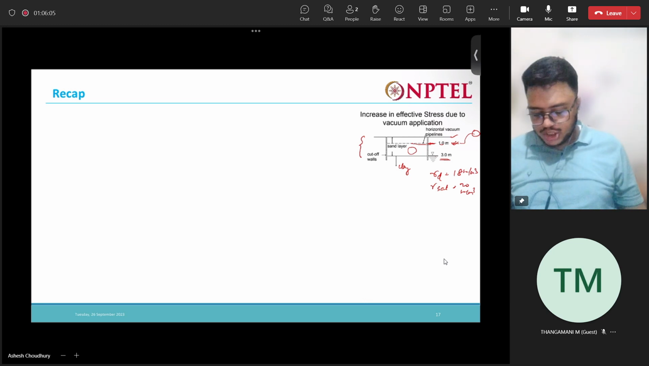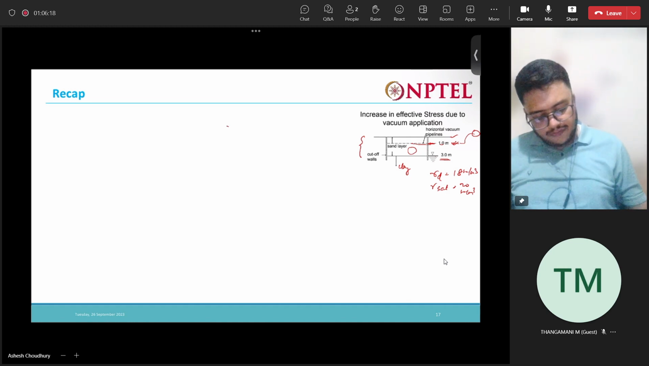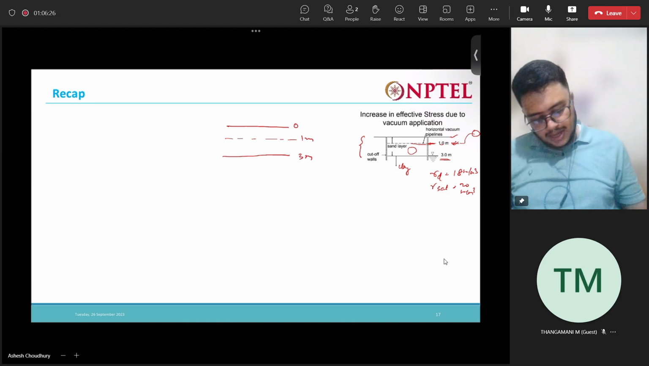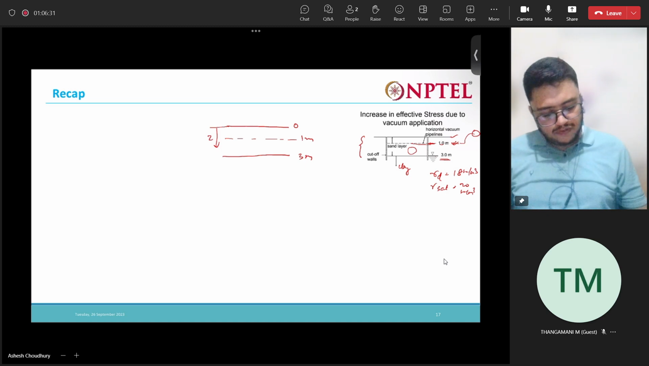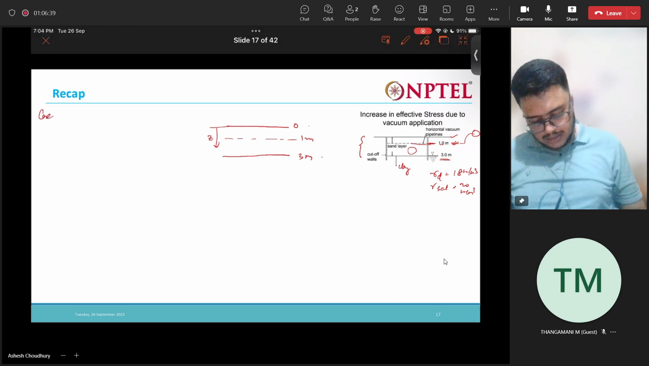Now, before the application of vacuum, let us see what the stress is in this sand layer. In the first case, this is 0, this is 1, and we are just considering the sand layer. I consider depth z, and z varies only from 0 to 3 meters in the first case. This is case 1, only sand.